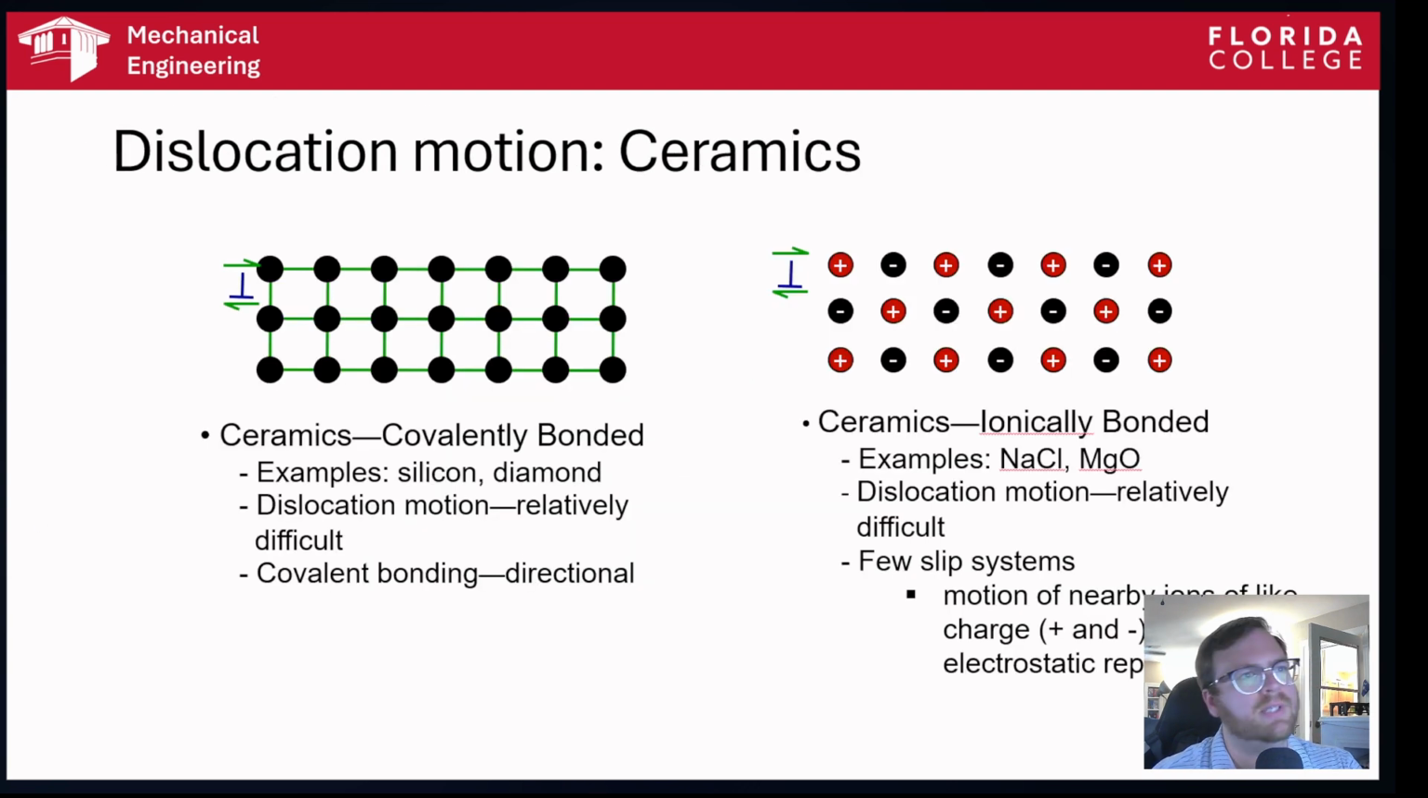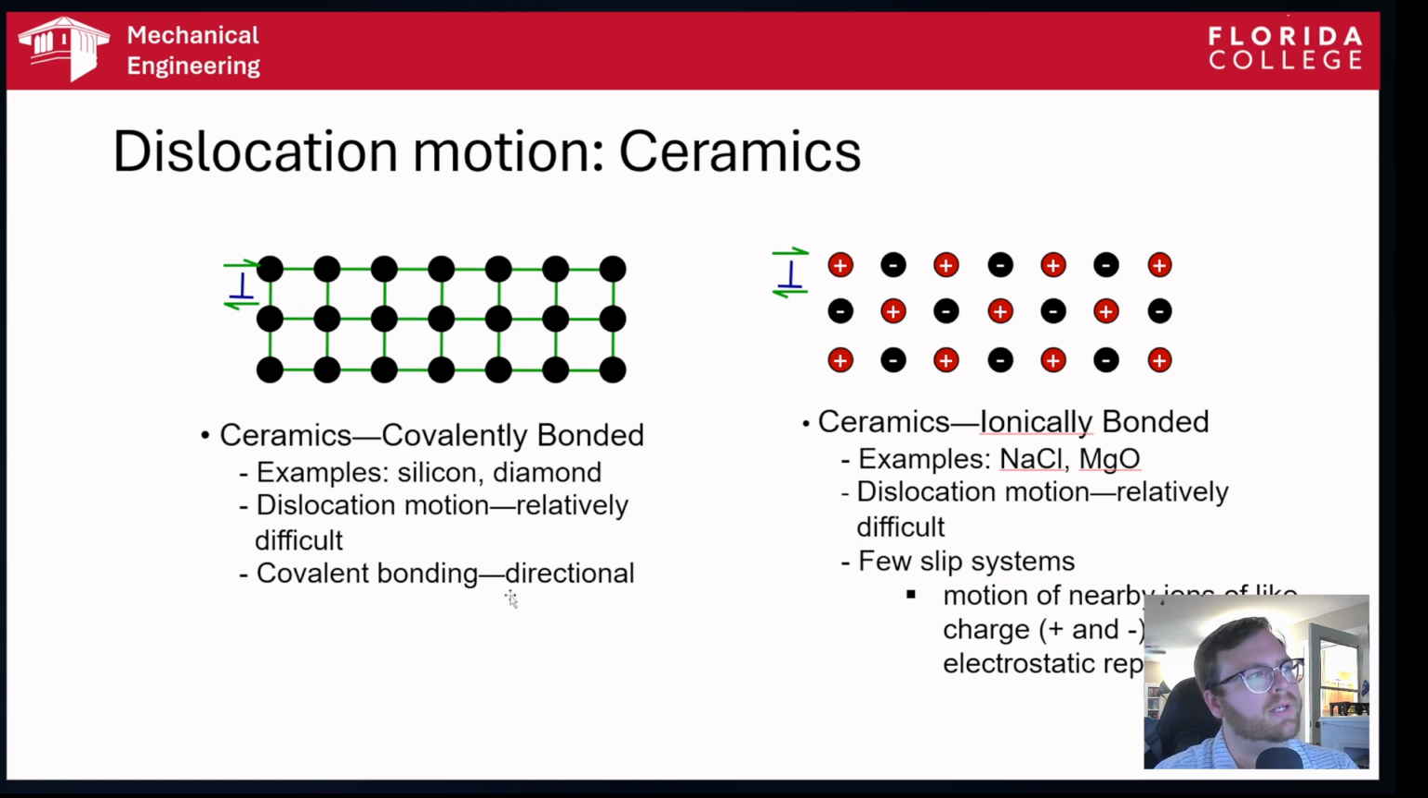Now we're going to change things up a little bit. We're going to look at covalent bonds and ionic bonds. Now, covalent bonds do not want to slip. They do not want to slip. Because remember, the covalent bonds are sharing electrons between atoms. And so they are connected to those atoms, and they don't want to move. So this actually means that our dislocation motion is relatively difficult because we've got really strong bonds holding these together.